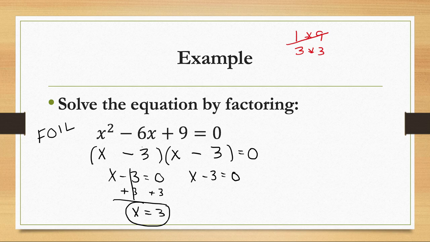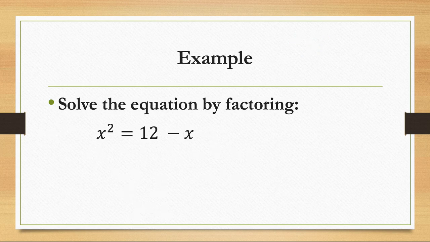Okay, let's try another example. So this one says that we want to solve x squared is equal to 12 minus x. Now remember that we said in order to factor it, you want everything on one side of the equation, and it's easiest if you keep the x squared term positive. So I'm going to go ahead and move the 12 to the other side by subtracting it off.